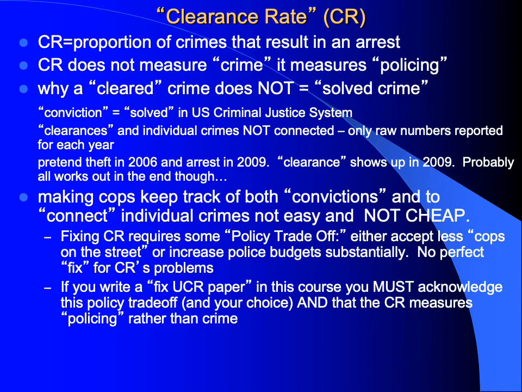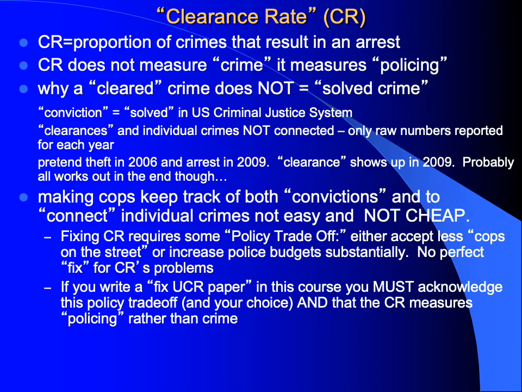I want to explain a little bit of why, again, a cleared crime does not equal a solved crime. In a sense, the way they do it now, the clearance rate inflates the public's idea of how many crimes the cops actually solve, the proportion or percentage of crimes they actually solve. If you think about it, the notion of a cleared crime suggests that an individual crime has been solved, and this is not true in two ways.